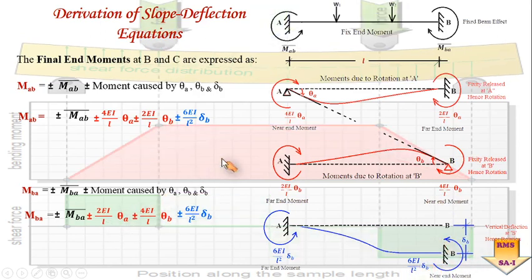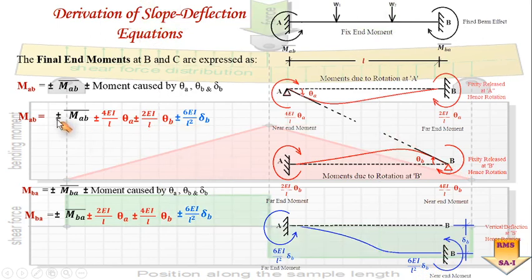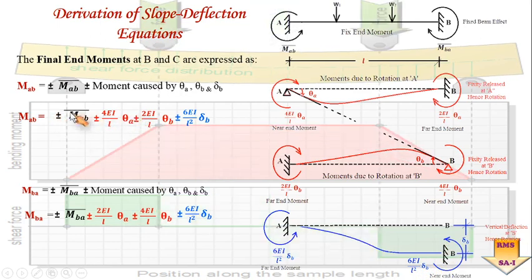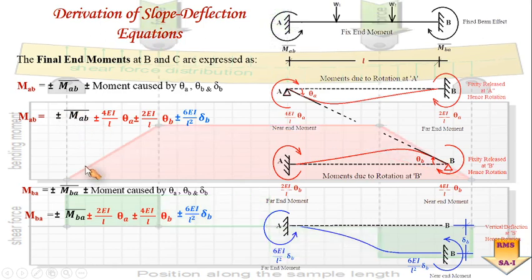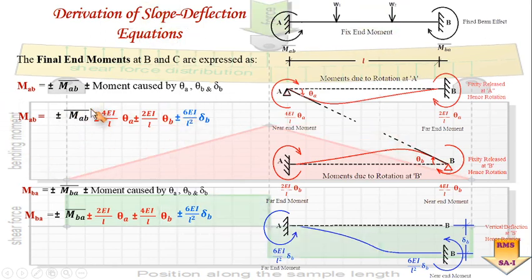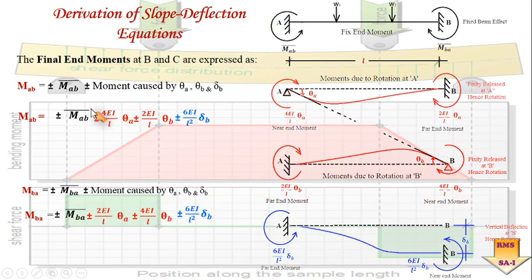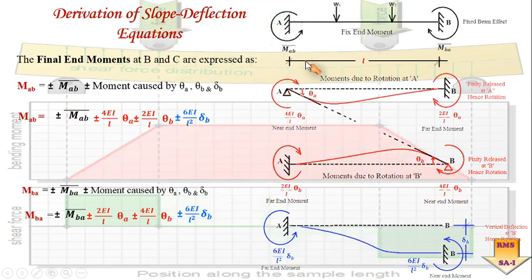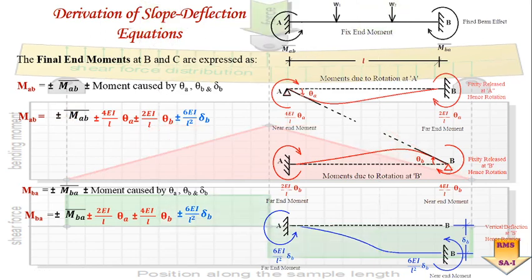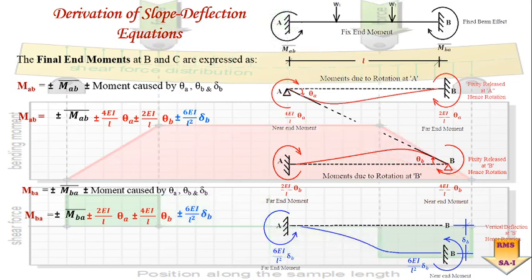Is it okay? Once again I have to make it very much clear. I have given the universal sign. If it is clockwise, take it positive. If it is anti-clockwise, take it negative. So I am trying to find a generalized governing equation for the slope deflection. That's why I have put plus or minus. So if I have to apply this particular governing equation for this specific case, let us see how it works.